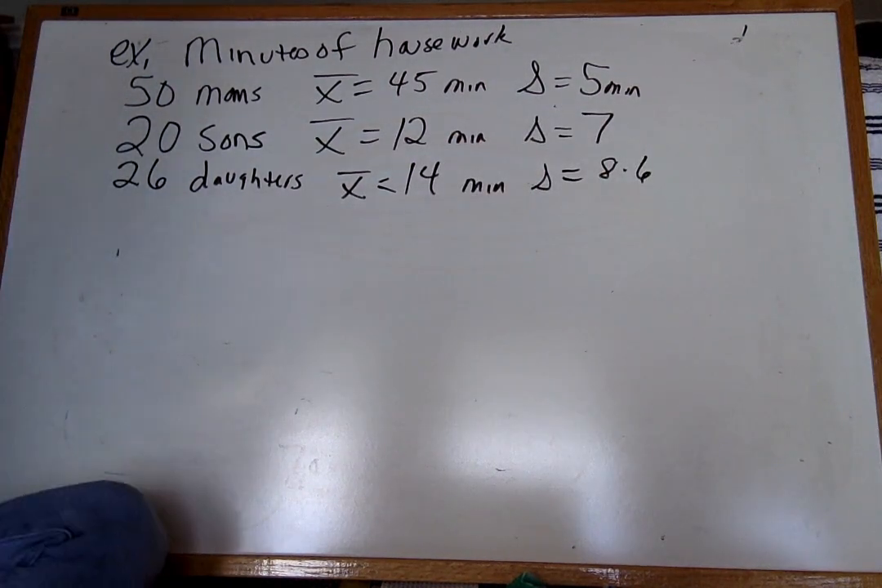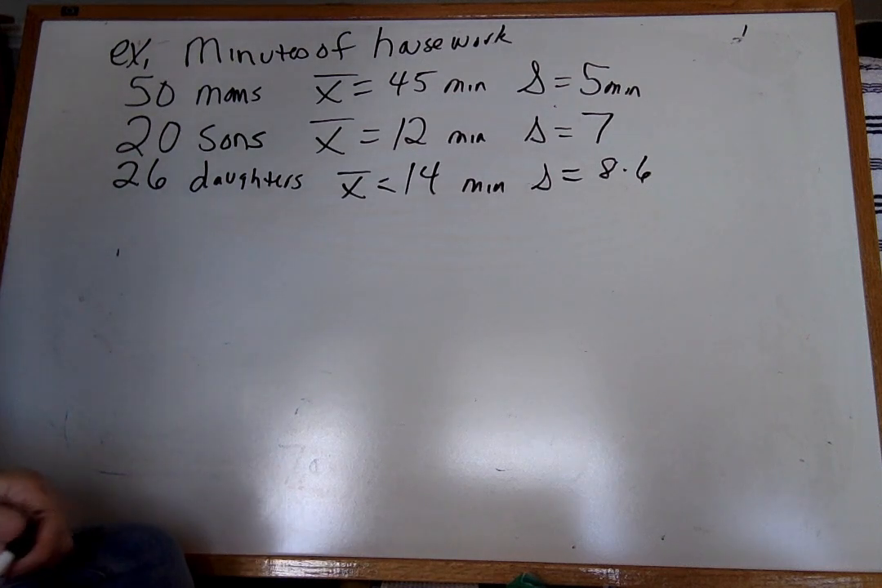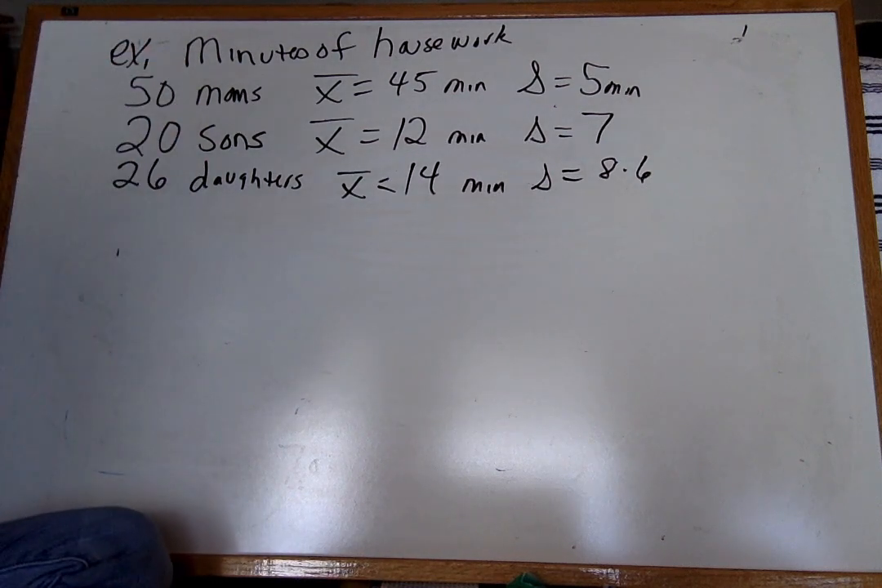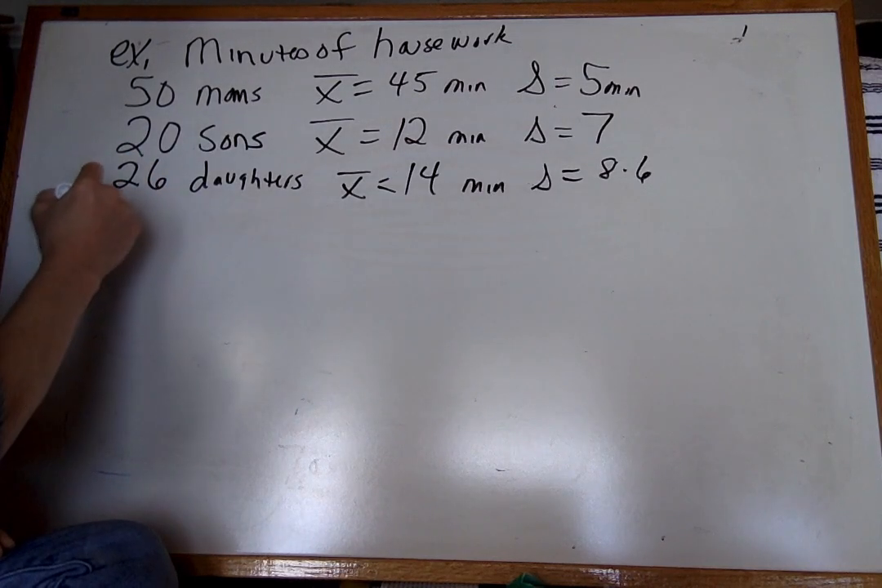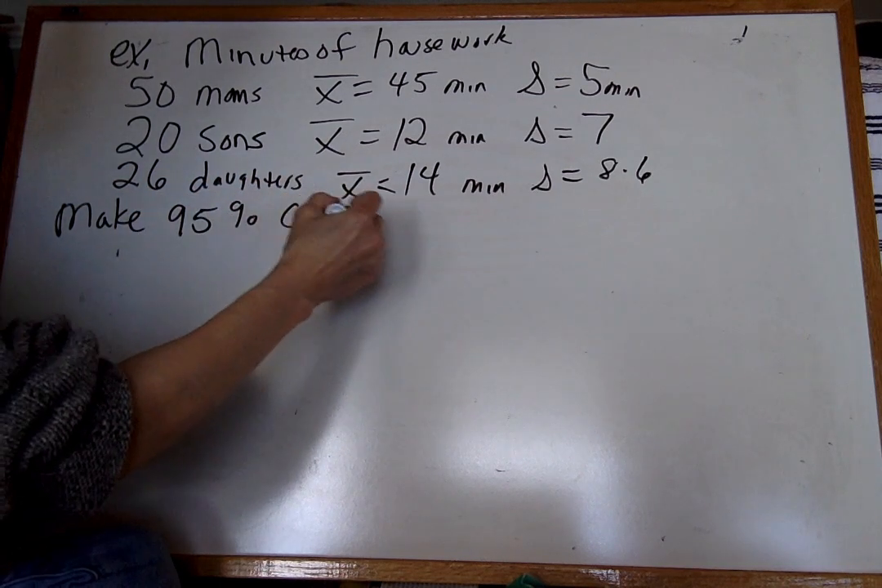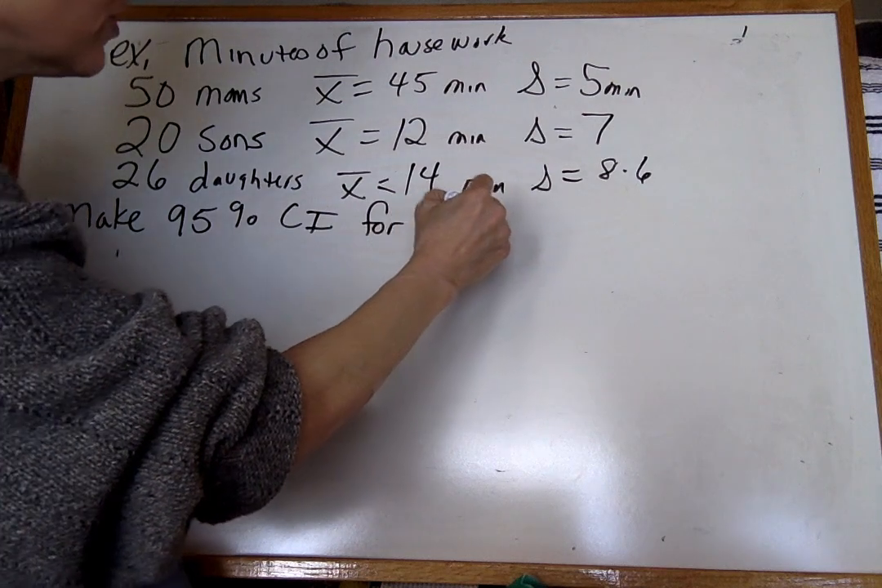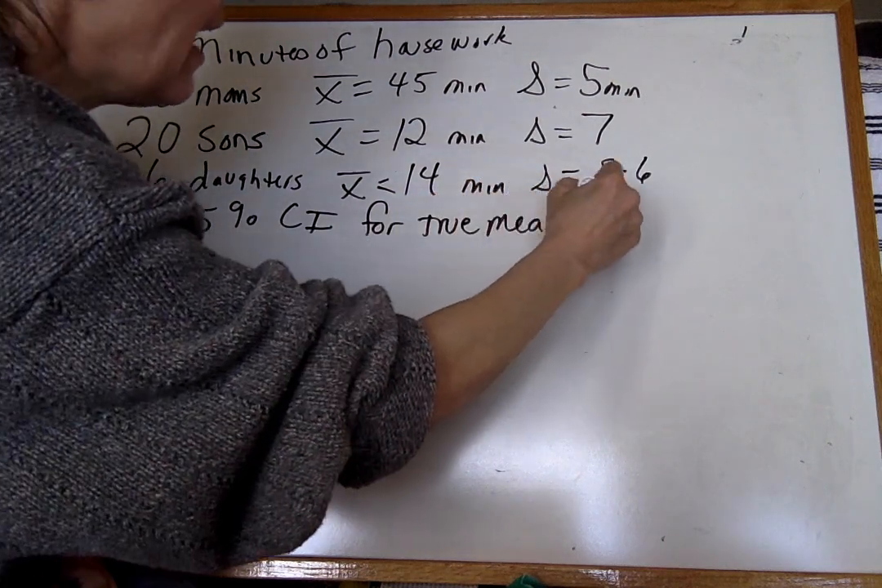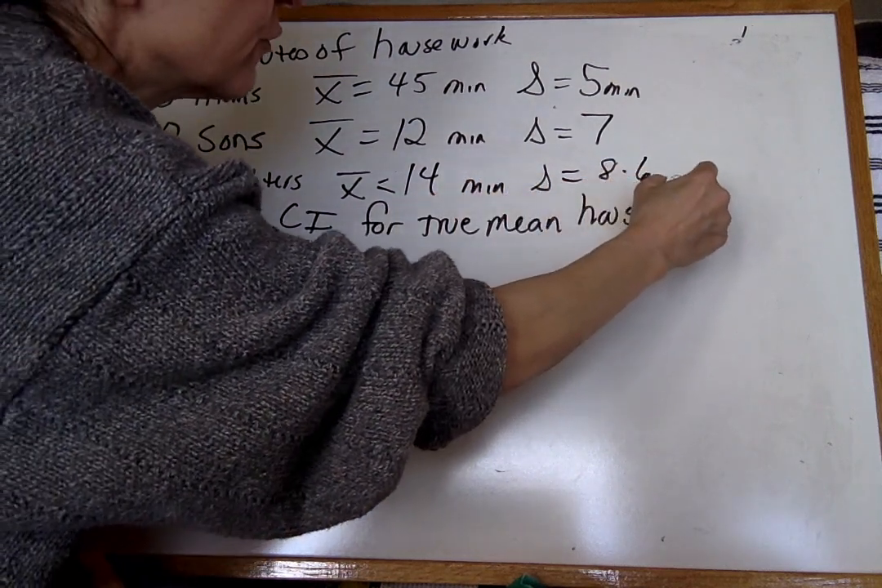I've always found this amusing because I don't know where the dads are. These people are not necessarily part of the same family, so don't overthink that. We are going to make 95% confidence intervals for the true mean housework times for each.